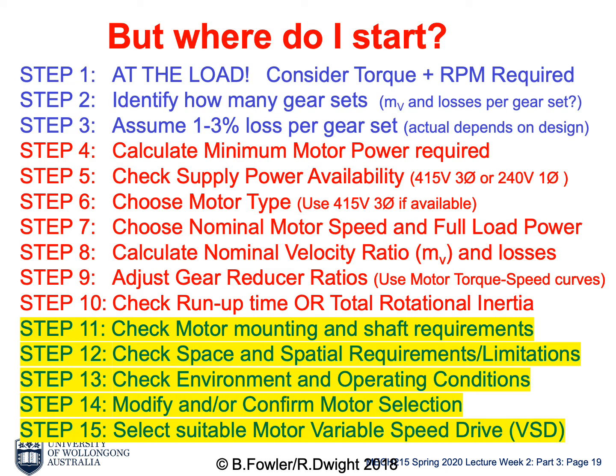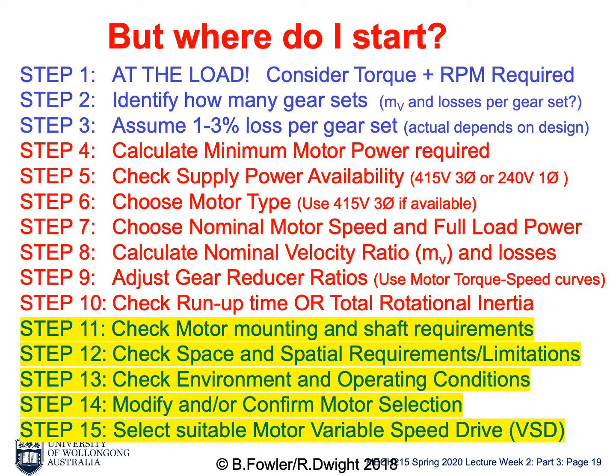To summarize, these are the 15 steps we need to go through to design a motor for the system. Step 1 is the load: we have to calculate what the load and RPM required for the application are. For your project, these are given. Step 2, identify how many gear sets you need depending on the gear ratio. Do you want a single set or a double set of gears? In your case, it's only a single gear reducer, so that's also given.